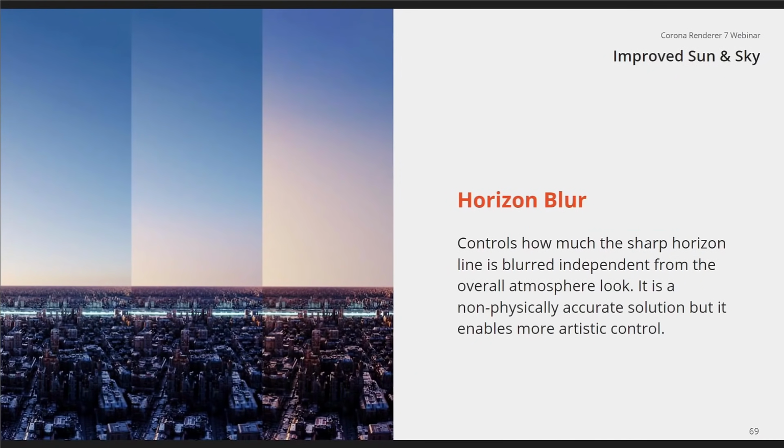Then we have the horizon blur parameter, which basically controls how much the sharp horizon line is blurred. But it is independent from the overall atmosphere's look. It's basically a non-physically accurate solution, but it does enable more artistic control. So this one is there basically to control that horizon line, and it's not essentially based on any of the physical models. But we figured, hey, it enables some pretty important artistic controls here, and so we've implemented it, and you can play around with it.